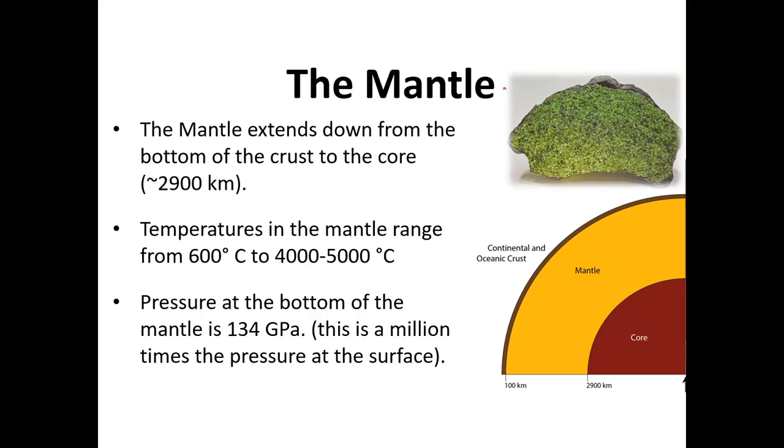Okay. So the mantle extends down from the bottom of the crust, which is about 30 kilometers down over the continents, 5 kilometers down over the oceans, all the way down to 2,900 kilometers at the core mantle boundary. Temperatures of the mantle range anywhere from 600 degrees Celsius to 4,000 to 5,000 degrees Celsius. Okay. Pressure at the bottom of the mantle is 134 GPa. That is more than 1,000,000 times the pressure at the surface. So it's incredible pressures here at the core mantle boundary. Very, very high pressures.